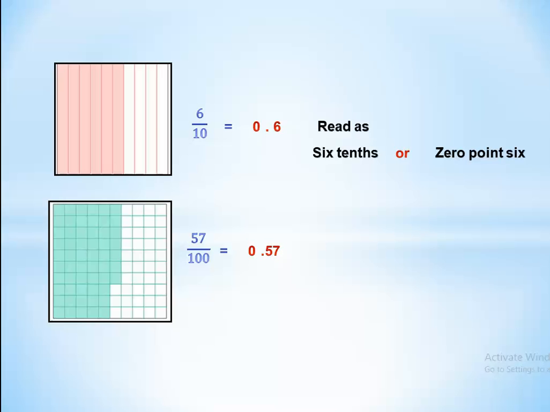We can read this fraction as 57 hundredths. Also in decimal we can read it as 57 hundredths, or 0.57.